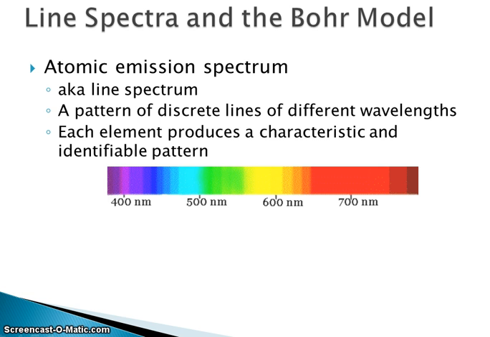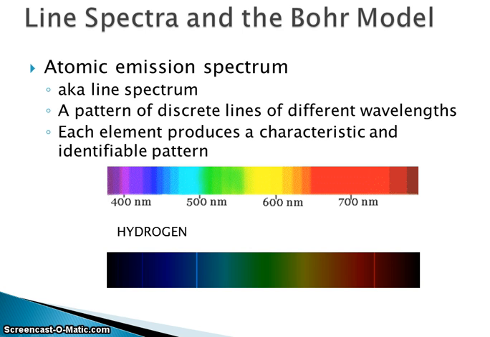So if we had a sample of pure hydrogen gas and we added energy into that particular sample, we would find not a continuous spectrum, but what's referred to as a line spectrum. So our line spectrum for hydrogen would look something like this. It's a discrete pattern of lines at particular wavelengths. And it's characteristic for hydrogen, so if we had an unknown sample of gas and we matched up its line spectrum with the hydrogen line spectrum, we could identify the elements.